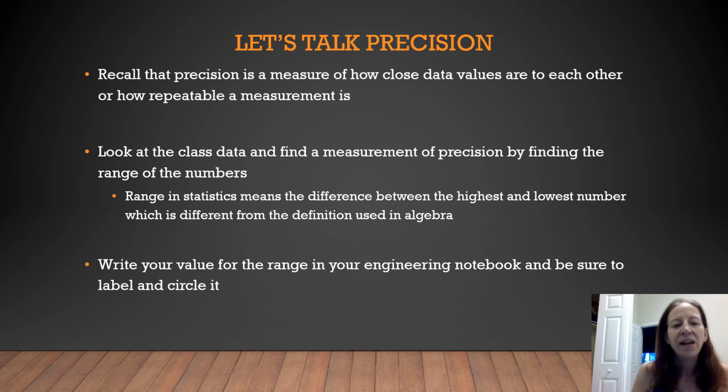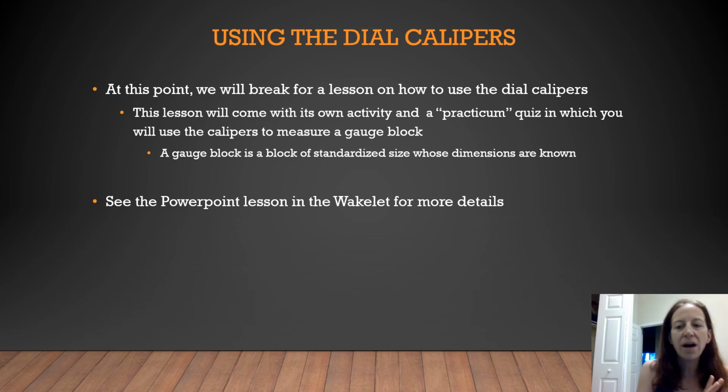So find that and then write your value for the range in your engineering notebook and be sure to label and circle it. Okay, so that when I'm looking at your notebook, I'm going to be able to see very clearly, oh, here's their measurement for precision for the ruler. Okay, so have that easy to see. Now, the lesson is going to break here.